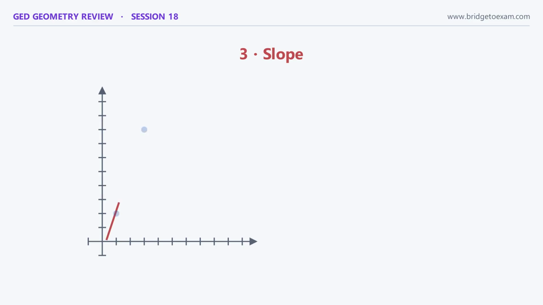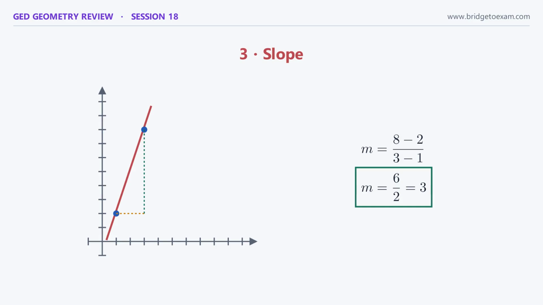Third, slope, how steep a line is. Slope is rise over run, the change in y divided by the change in x. From 1, 2 to 3, 8, the rise is 6 and the run is 2, so the slope is 3.